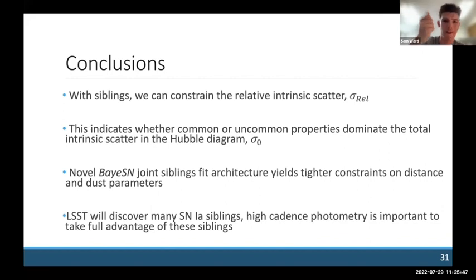But the limiting factor is, we need to have enough siblings discovered, but also the light curves need to be good as well. You need to have a high cadence. I'm sorry if I've not fully grasped what your question is asking, but we can chat about this offline. We're all good, Sam.